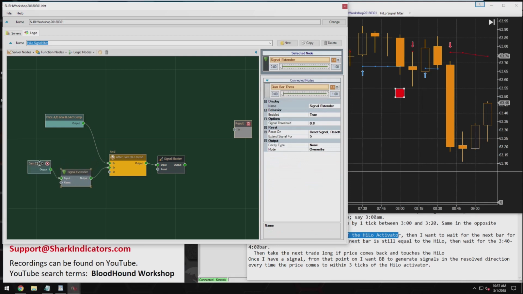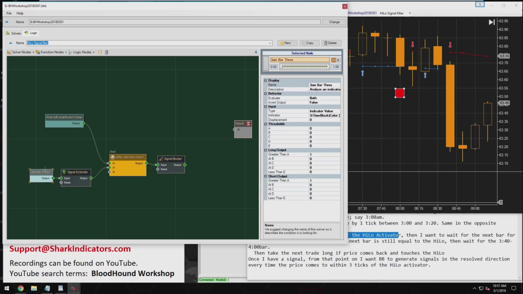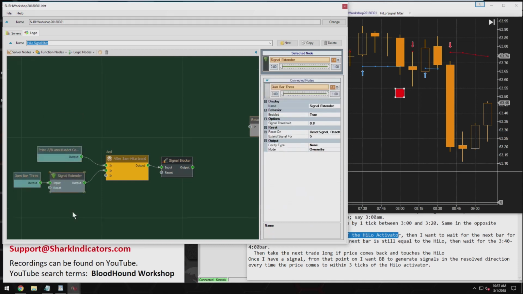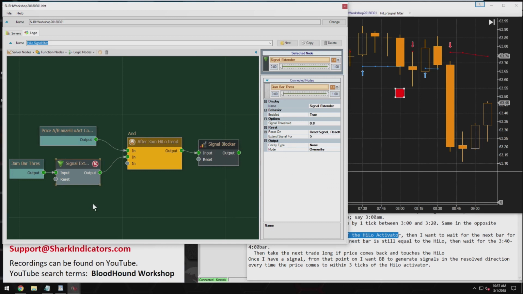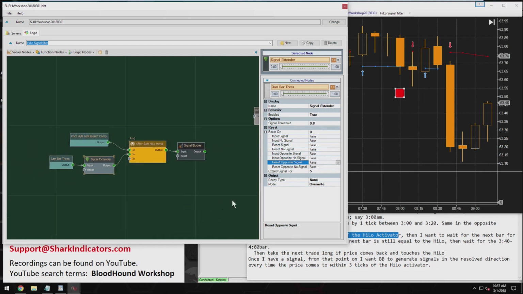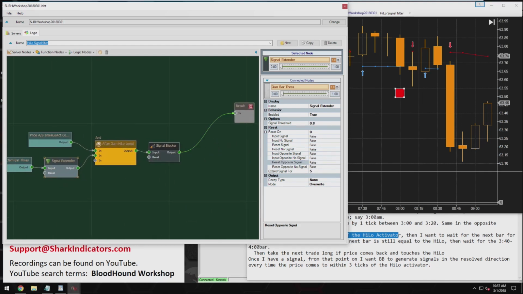All we need is a signal extender, like that. And since nothing is connected to the reset of our signal extender anymore, I'm going to just turn off all the resets just for good practice, for good measure. And let's take a look.